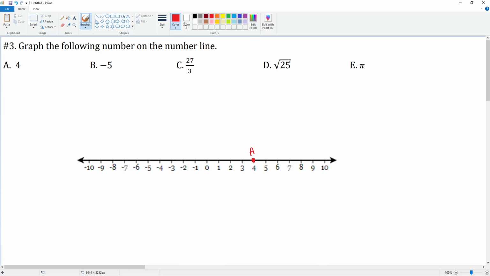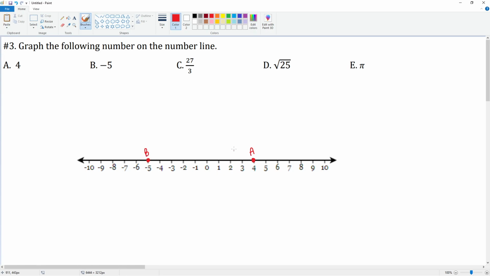Let's go to B. B is a negative number that follows as an integer that also normally fits on a number line. We go to the value of -5 right here, put the circle, and put the letter B right on top of it.